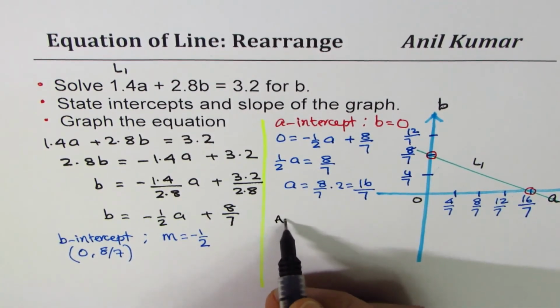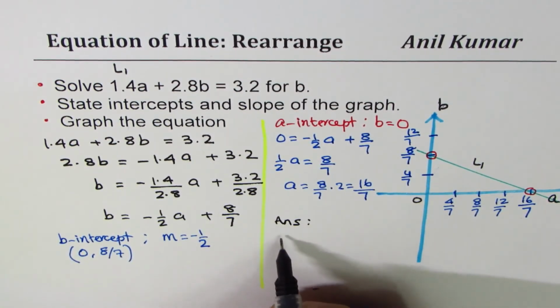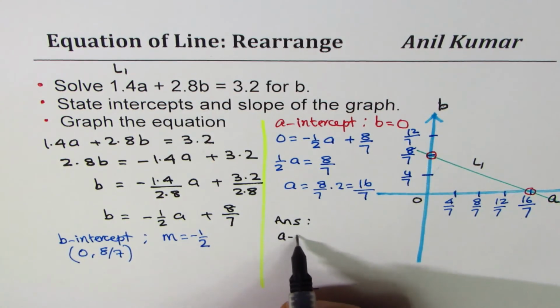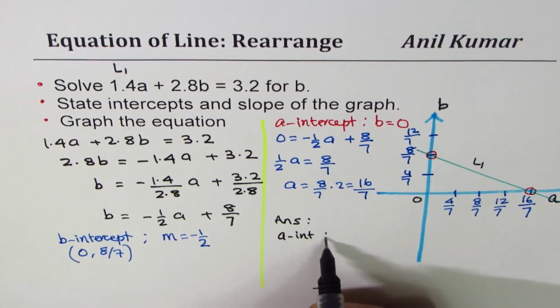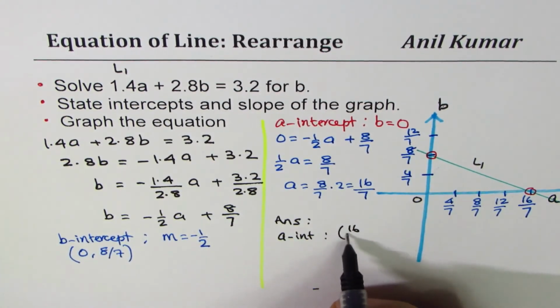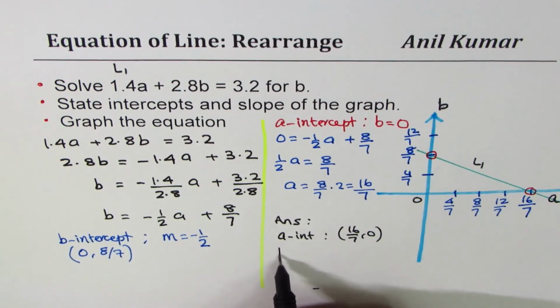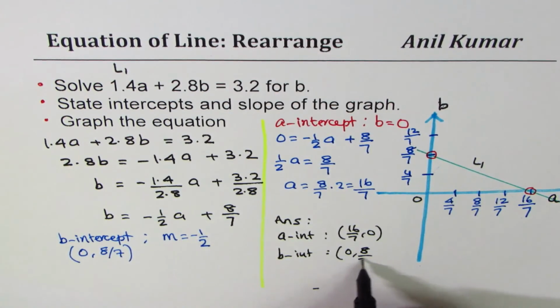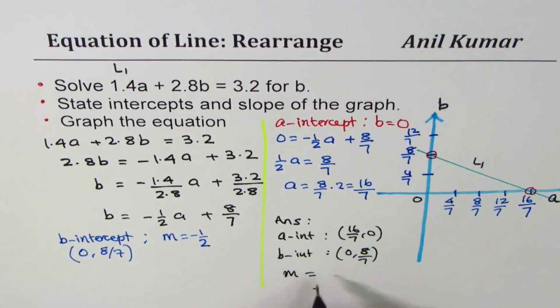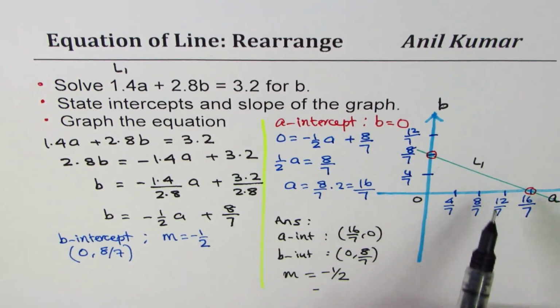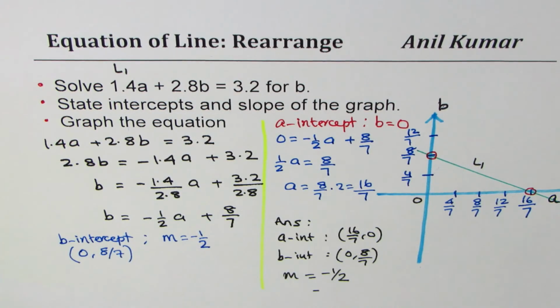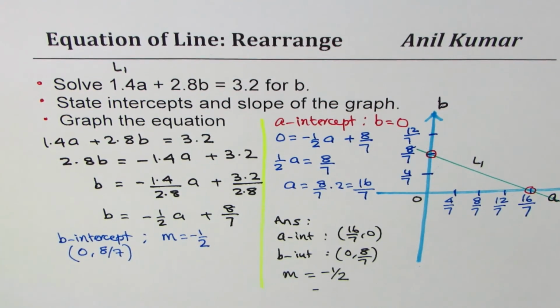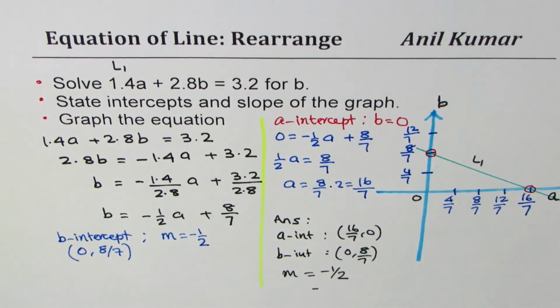So now we can write down all of our answers, and that is the intercepts. We'll say a-intercept is 16 over 7. b-intercept is 0, 8 over 7. And slope m is minus half, correct? The line is going downwards, and if you divide this by that, you get minus half. So that is how you could actually provide a solution to the given question.